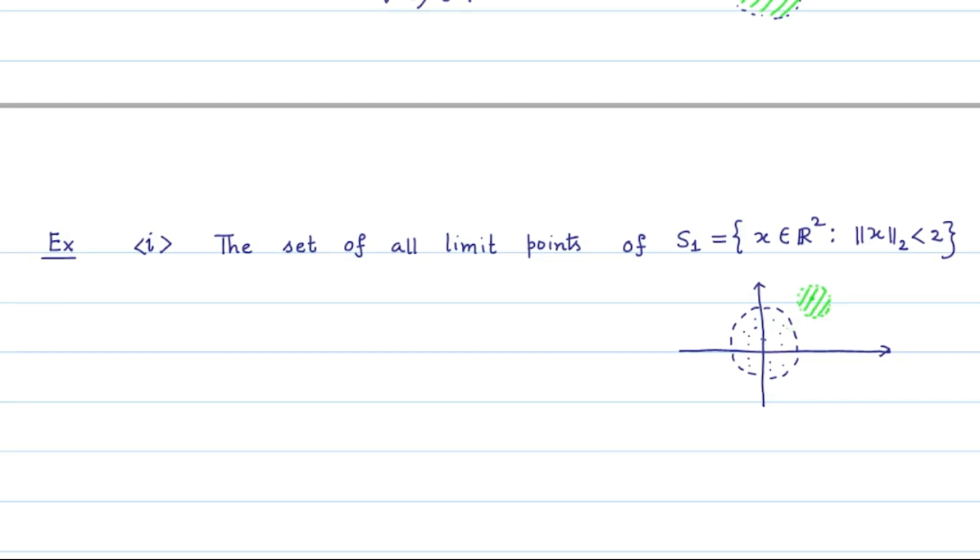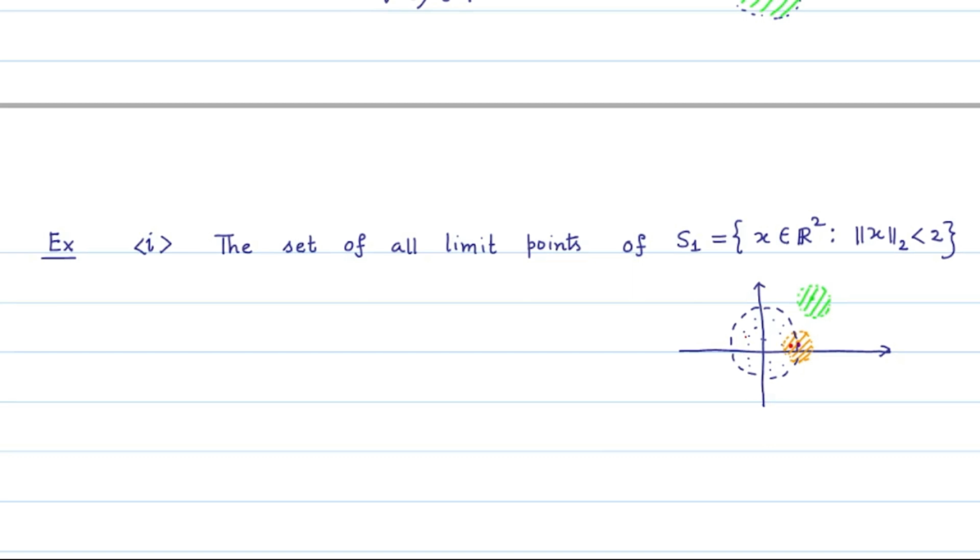If we consider any point on the periphery of this region, then we see that whatsoever ball you consider centering at a periphery point, that ball contains at least one point of the set which is different than the center of this ball, and hence any point which is lying on the periphery of this circle is a limit point of the set S1.